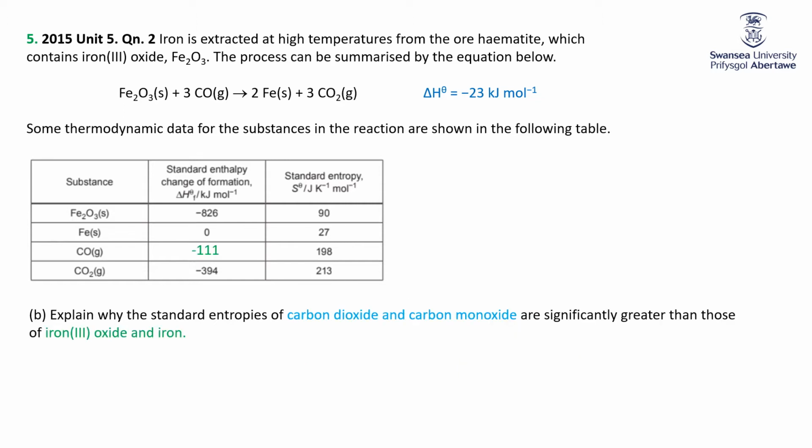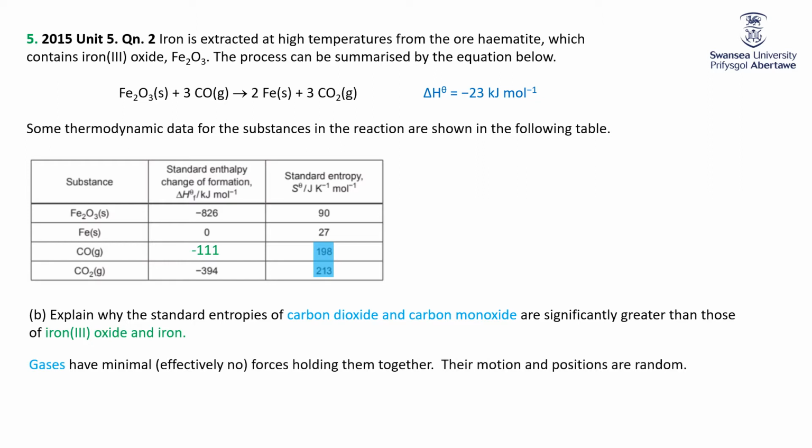So continuing on and putting in what we found about the heat of formation of CO into the table, minus 111. Explain why the standard entropies of carbon dioxide and carbon monoxide are significantly greater than those of iron(III) oxide and iron. So there are the entropies in blue of CO and CO2. You can see they're nice and big because they're gases. And gases have hardly any forces holding them together, so their motion and positions are random. In other words, high entropy.